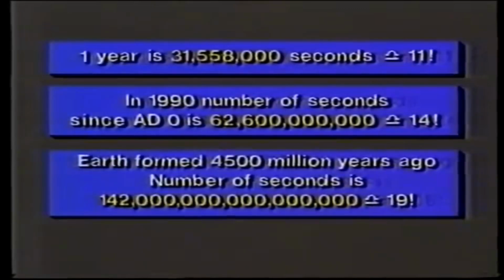Well, n factorial grows very quickly as a function of n. For example, the number of seconds in a year is about only 11 factorial. The number of seconds from 0 AD until the end of 1990 is about 14 factorial. And the number of seconds since the Earth was formed, amazingly enough, is only about 19 factorial.